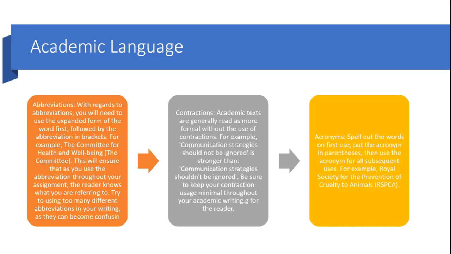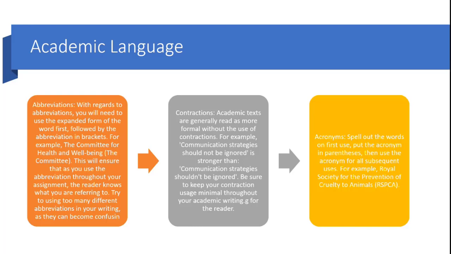Those were for acronyms. Then for abbreviations, the same thing. Write them out. When you want to abbreviate, let's say the Committee for Health and Well-being. Sorry, I was a little bit confused with acronyms and abbreviations there. So acronyms are when you use the first letters of words to represent a certain name. So for example, World Health Organization, WHO.